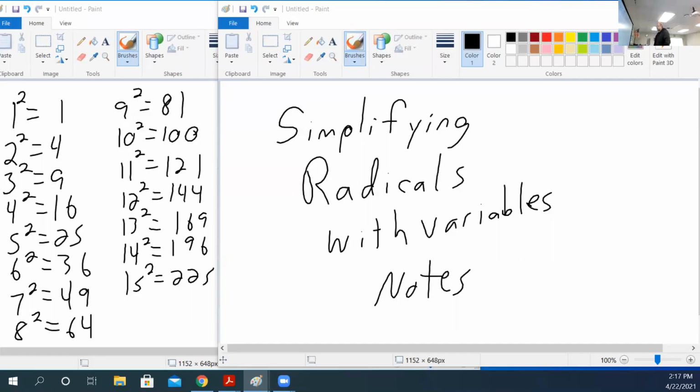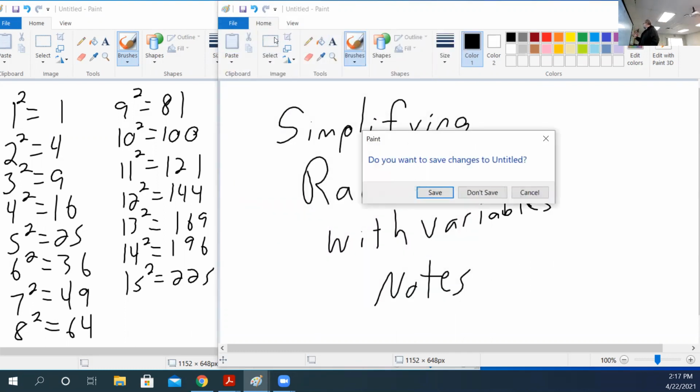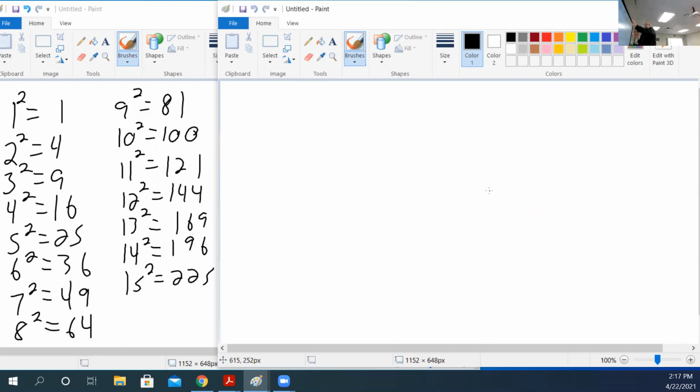I'm doing simplifying radicals again, but we're including variables this time. So it's going to be a little different, but also at the same time might be a little better. So let's get you there. We're still going to use that same little table we got down a few weeks ago when we first started these square roots, and it's still going to be useful for us.